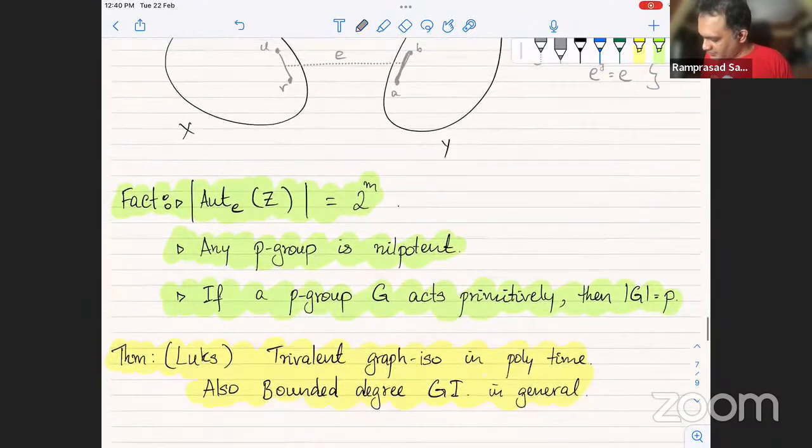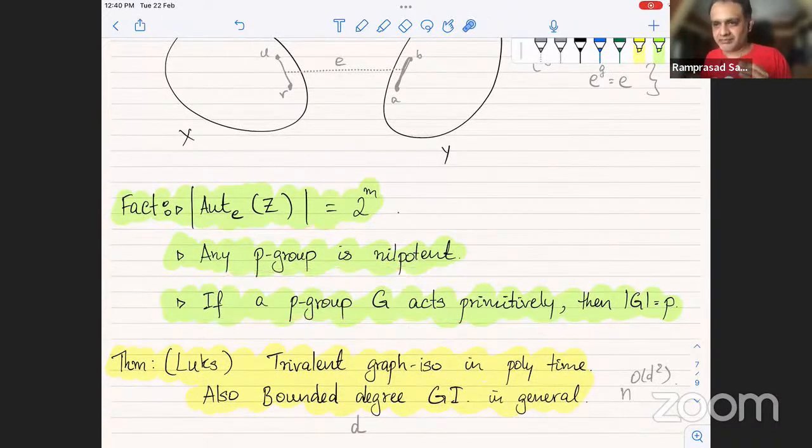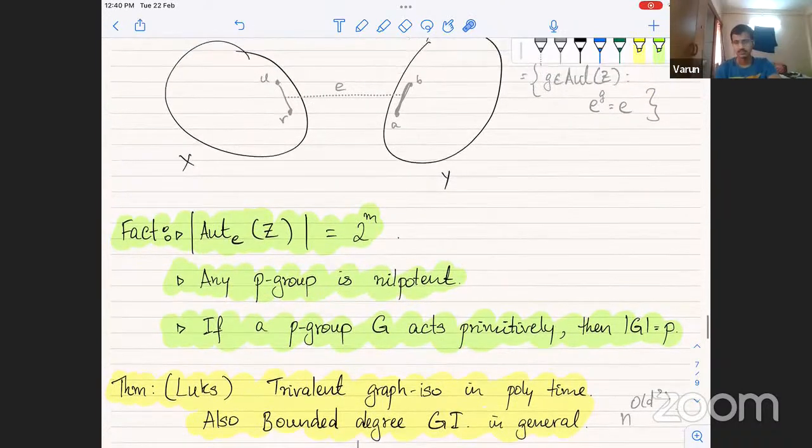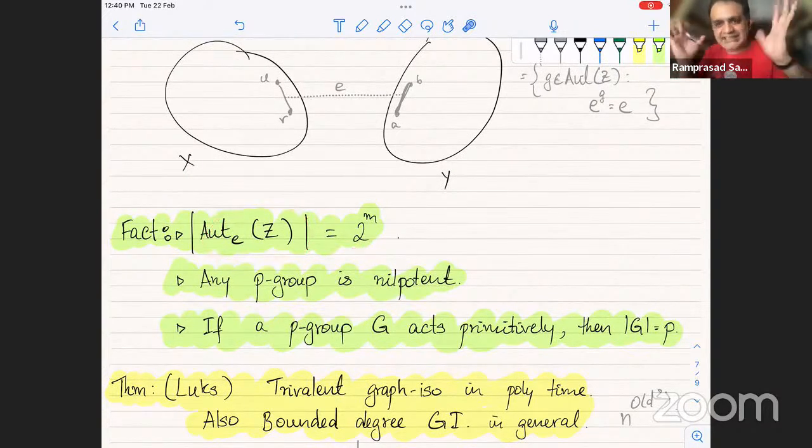And in general, if the degree was d, then the running time is something like n to the order d squared. But these facts are no longer true. You need to appropriately modify them. Okay, it turns out that if you have a degree d graph, then the automorphism group is not a d minus 1 group. That's not true. But there is some structure that this group has. It has a very concrete structure which is very similar to nilpotent, but not quite that. It's a more complicated structure about composition factors being small.